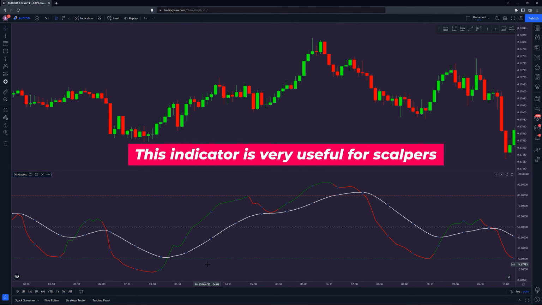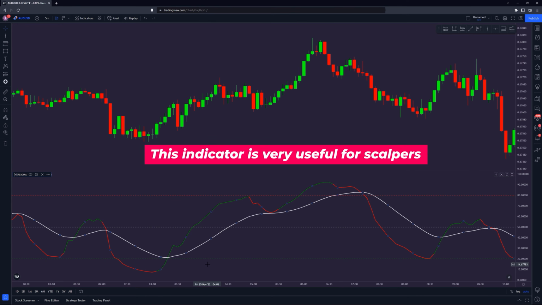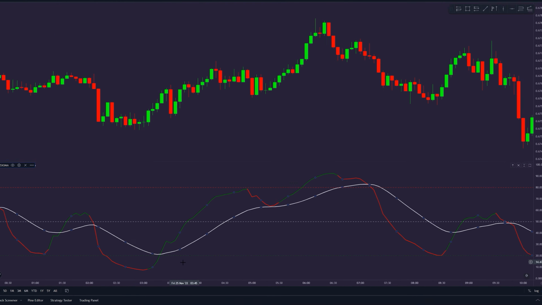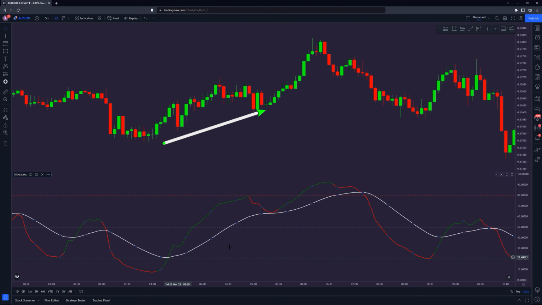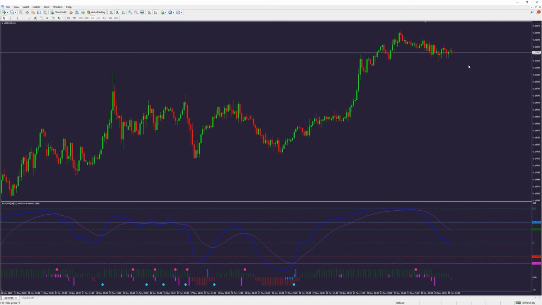This indicator is very useful for scalpers. It gives accurate signals in lower time frames. When the white line, or exponential moving average, crosses the RSI line near the oversold area, the price drops massively. When the white line crosses the RSI line near the overbought area, the market will be bearish. The MT4 version draws dots when these two lines cross.